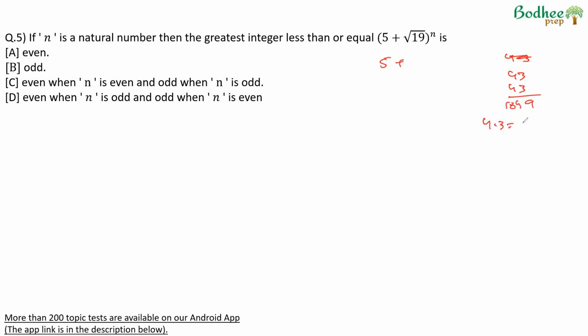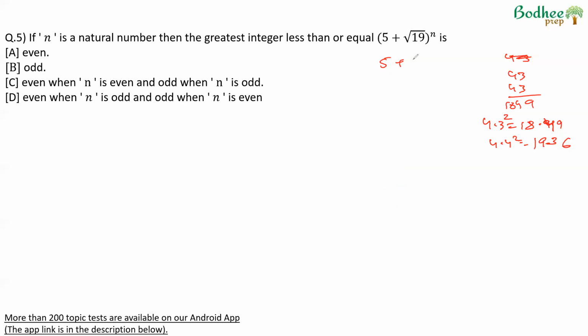So 4.3 square is equal to 18.49, and 4.4 square is equal to 44 into 44, 4 fours are 16, which gives 19.36. So the square root of 19 will lie between 4.3 and 4.4.